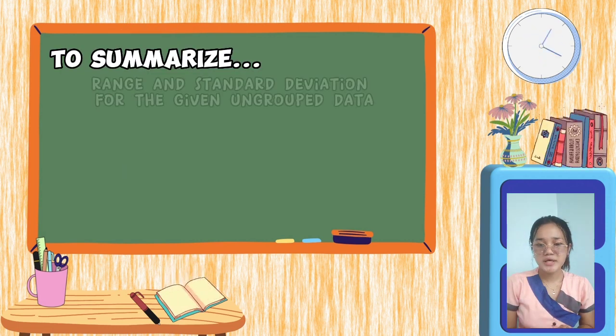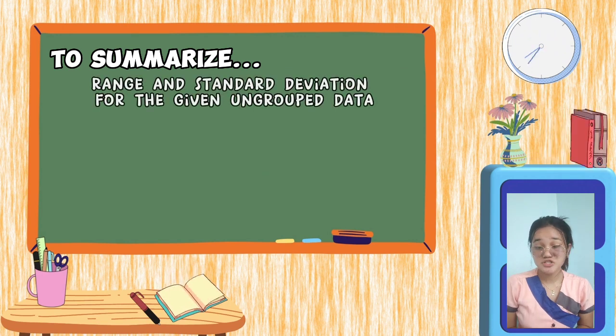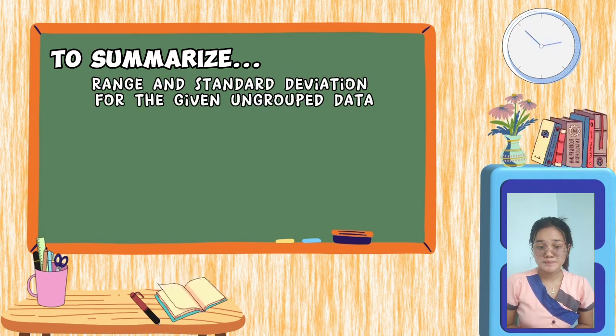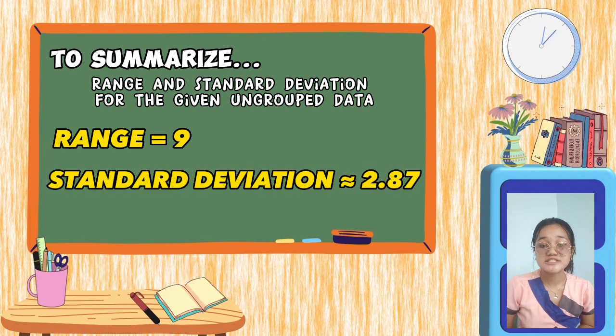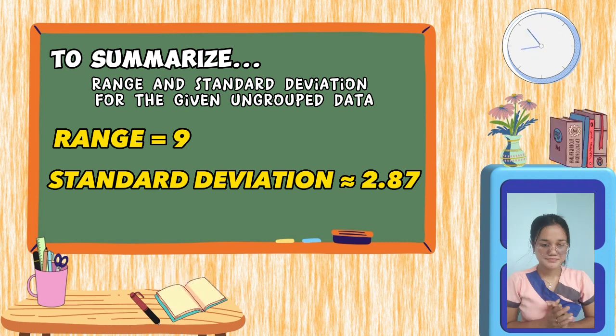To summarize, we calculated the range and standard deviation for the given ungrouped data. The range was found to be 9, indicating the difference between the maximum and minimum values. The standard deviation was approximately 2.87, showing the spread of the data points around the mean.